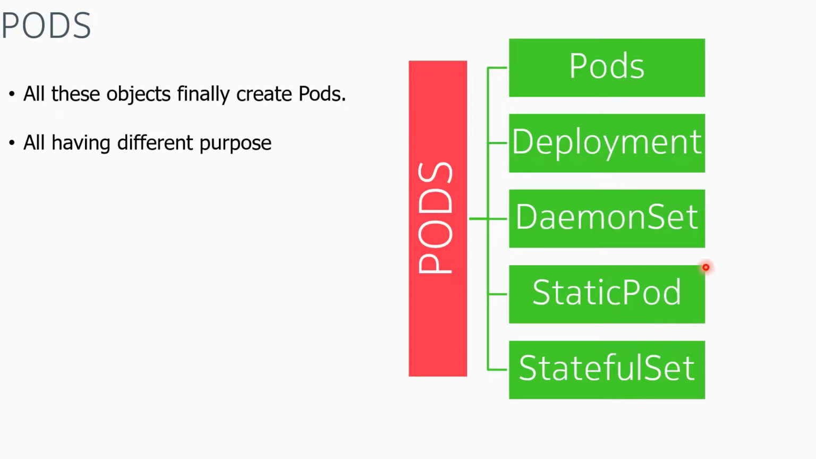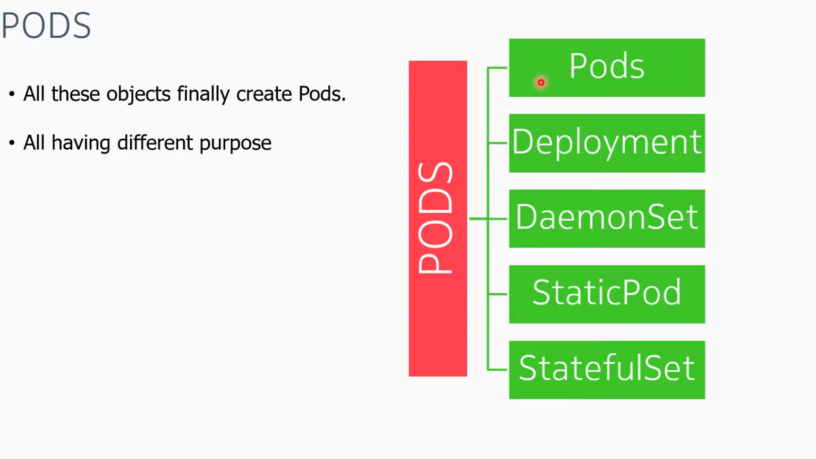A static pod is also a kind of pod. And when you create stateful sets, they also create pods. And separately, you can create pods themselves as an object. But all these objects have different purposes in Kubernetes.